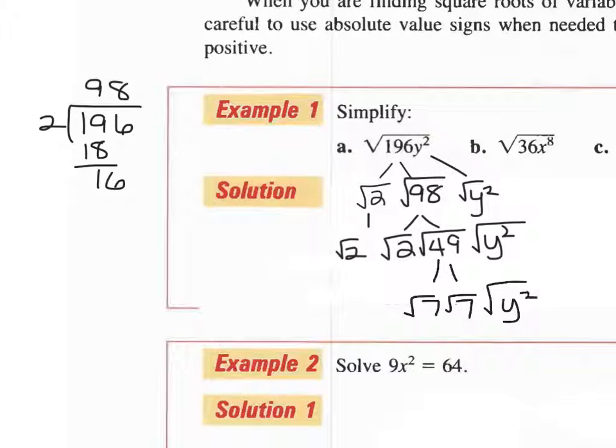Still have the y squared. And then I have my 2 radical 2's. So now I'm going to make my pairs. Now, you could also think of the y's as making pairs, so let's go ahead and split that one up also. So let's make this y times y.